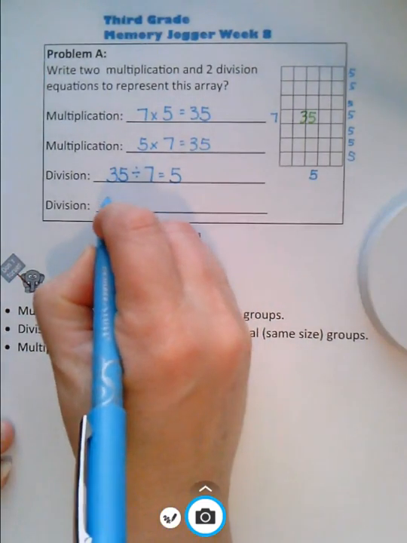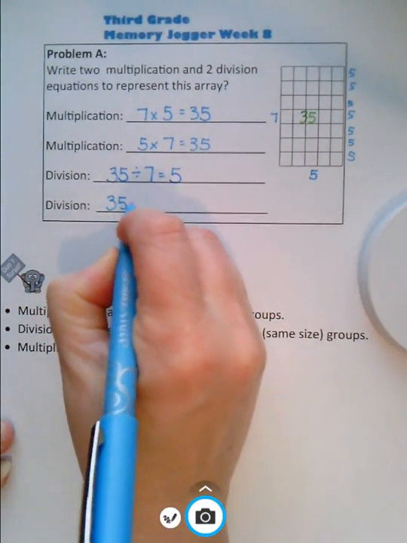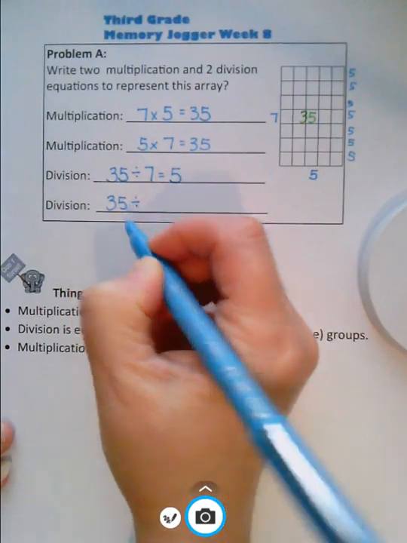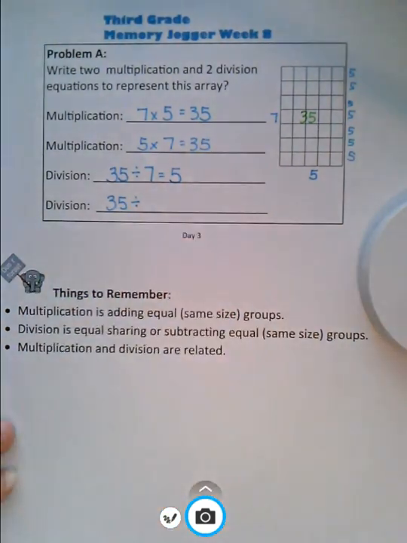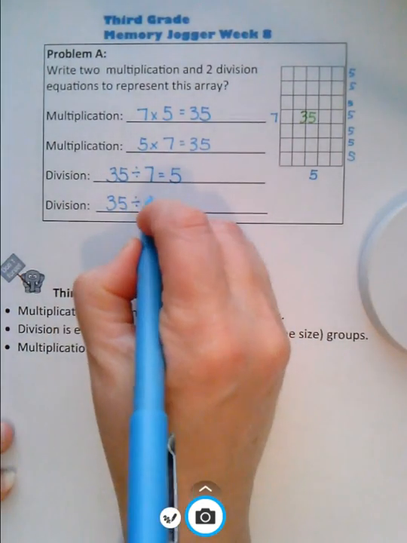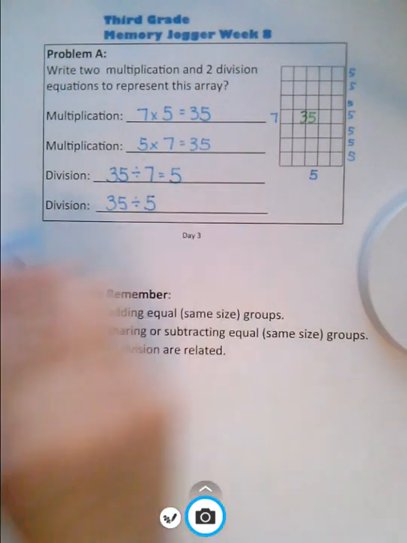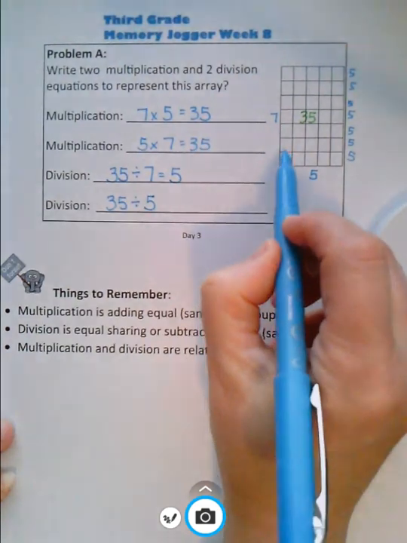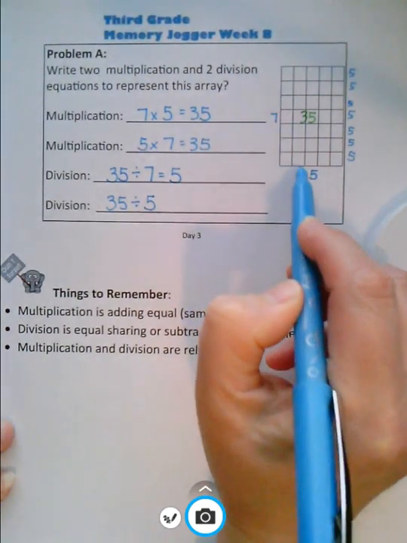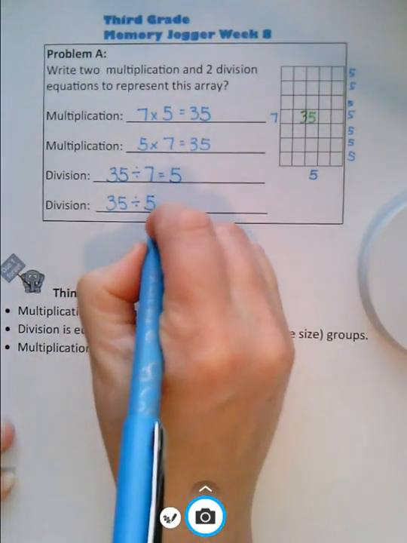We could also think about that in terms of columns. We have 35 squares. If we divide that into 5 columns, how many are going to be in each column? Again, this array shows us that there are 7 in each of the 5 columns.